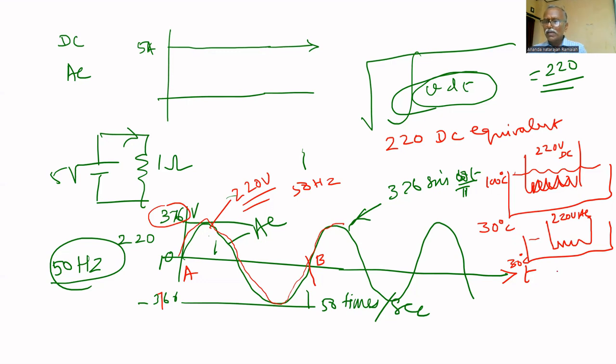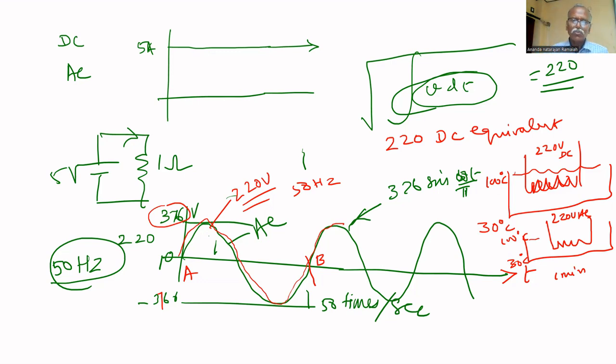Here also in 1 minute, the same amount of heat is given. That's why its temperature rose from 30 degrees to 100 degrees centigrade. It means this 220 volt DC is equal to 220 volt AC, but its maximum value is different, and it is varying. That is called DC equivalent.